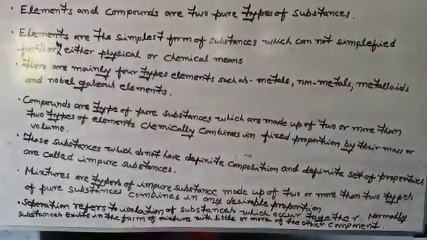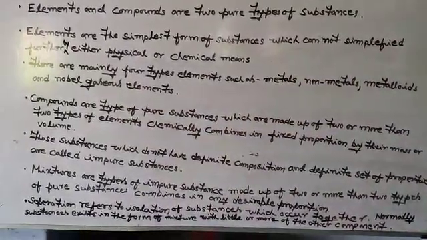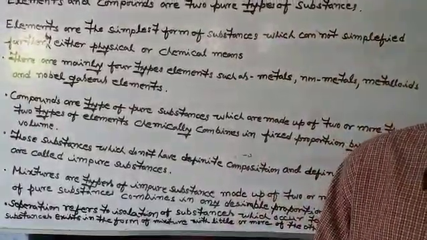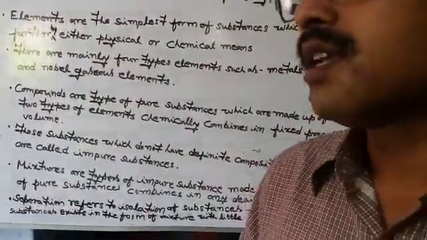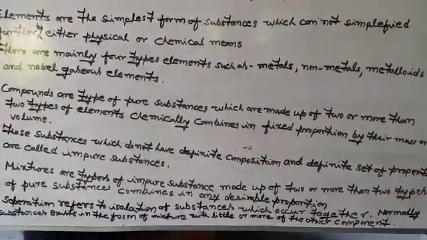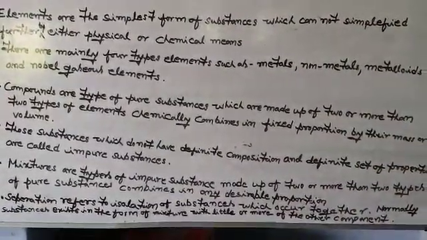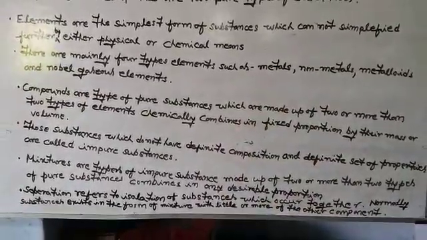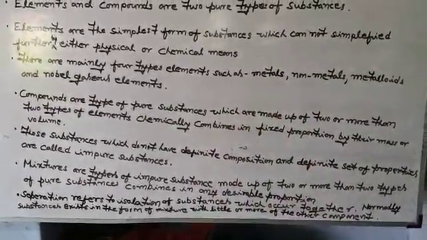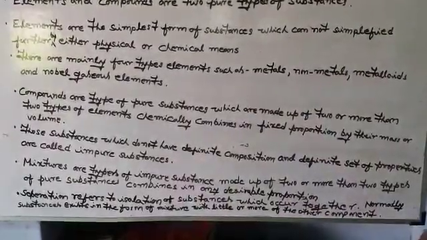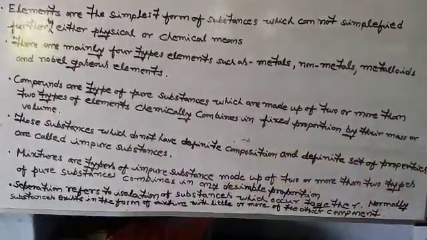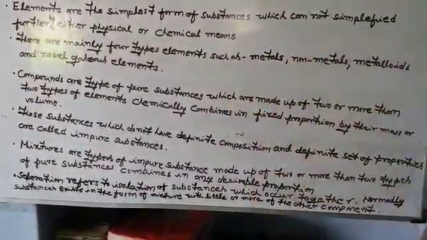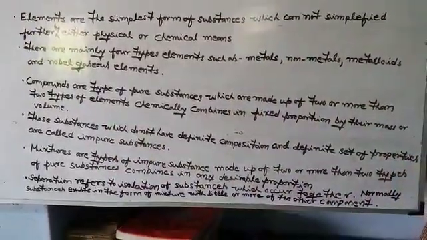Now, another kind of pure substance is called a compound. A compound is a type of pure substance formed when two or more kinds of pure substances chemically combine in a fixed proportion by their mass or volume. There are different kinds of compounds, millions of compounds, so it is not easy for us to handle all the compounds by their names, so there is a further classification, and that is a topic for your higher classes.